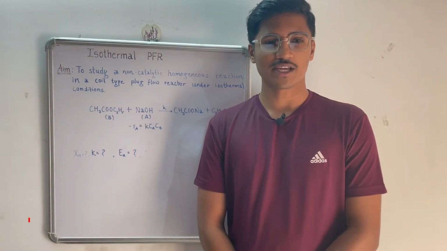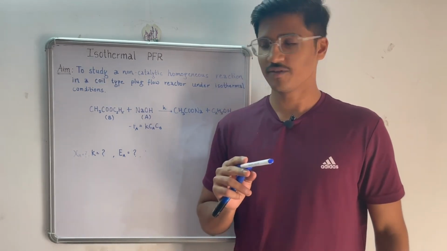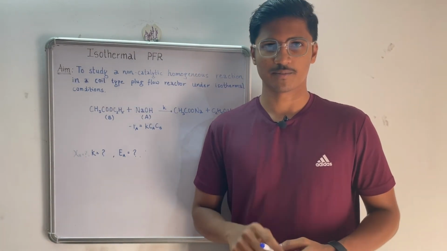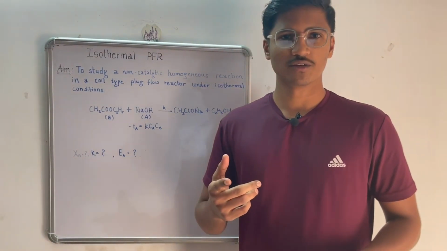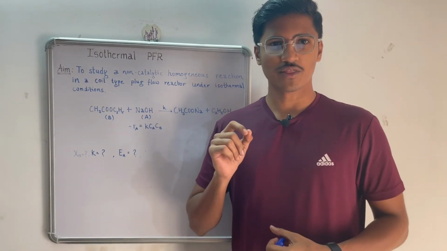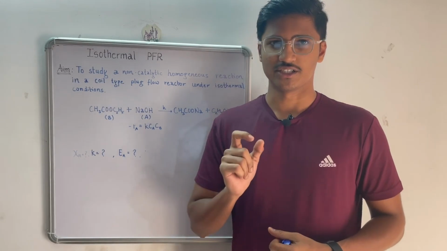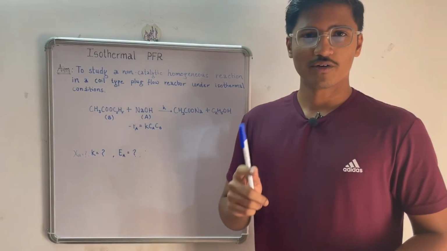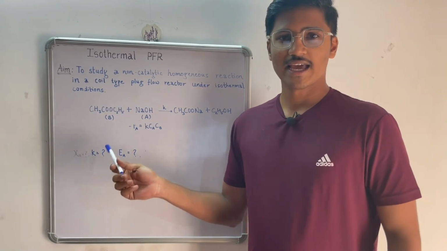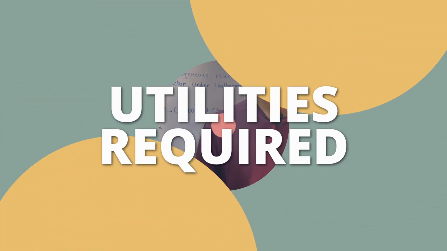The aim of our experiment is to determine the conversion in a PFR for the saponification of ethyl acetate with sodium hydroxide at a fixed temperature. We have one more objective in this topic, that is to study the effect of temperature on the reaction constant K and determine the activation energy. So the aim of our experiment is to determine conversion, rate constant K and activation energy. This is the overall introduction of our experiment.